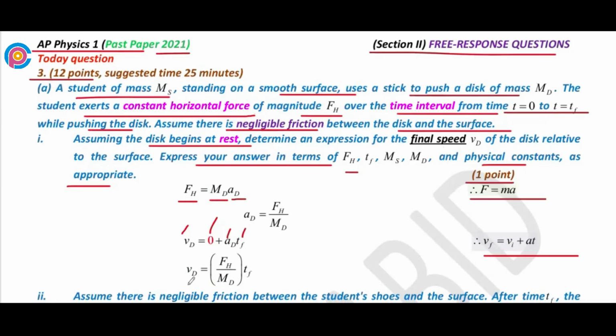So Vd can be written, from the value of Ad we can place here, Fh over Md into Tf. So this is the final velocity of the disk after Tf time.